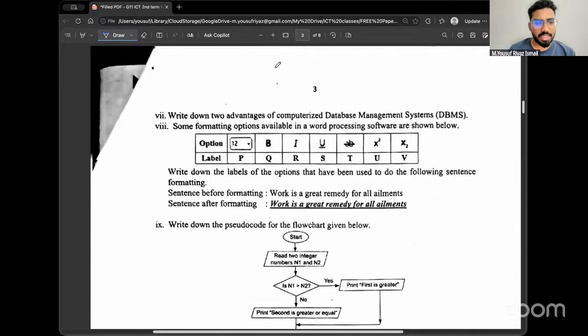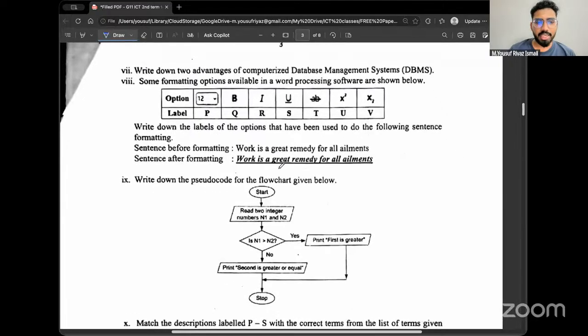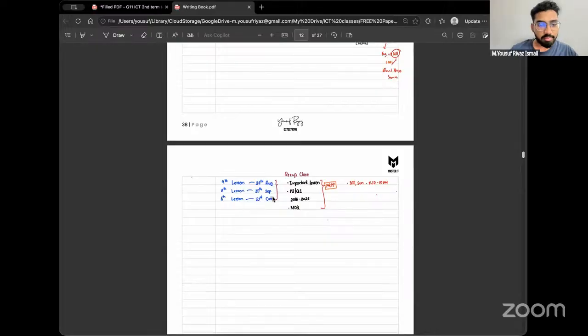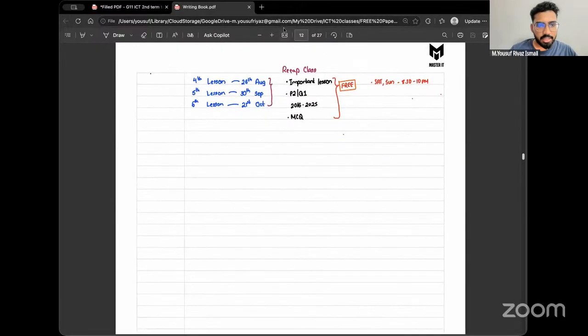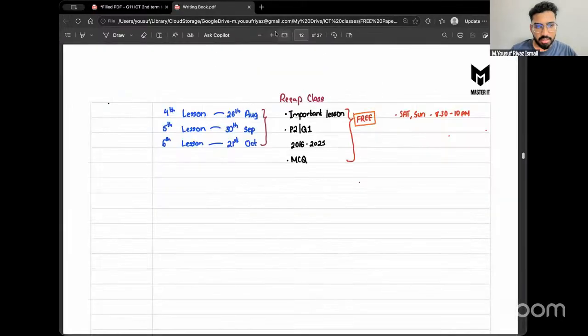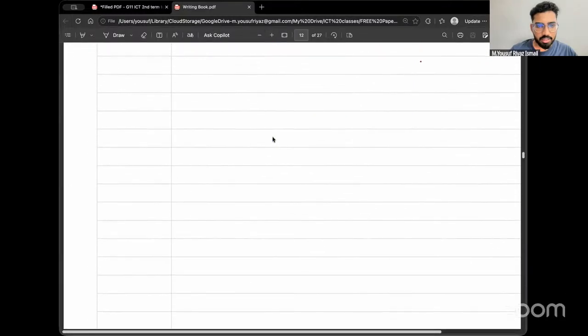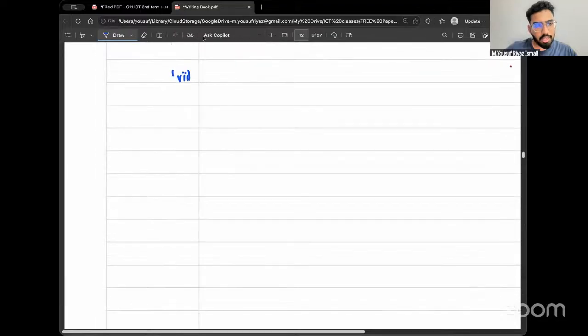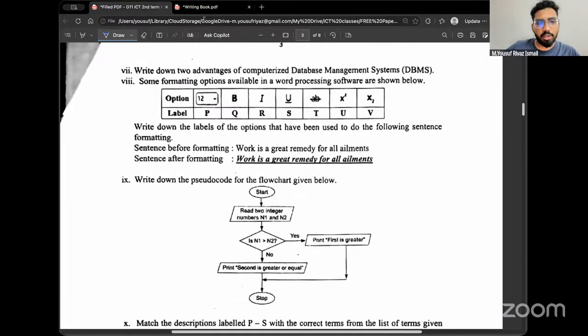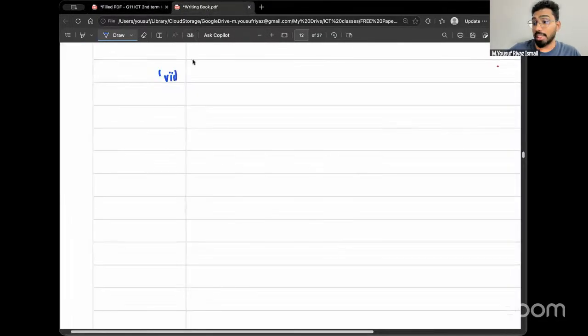Okay, so the question says: write down two advantages of a computerized database management system. First of all, let me get the writing book as well. So this is question number 7. They asked for two advantages of using a computerized database management system.